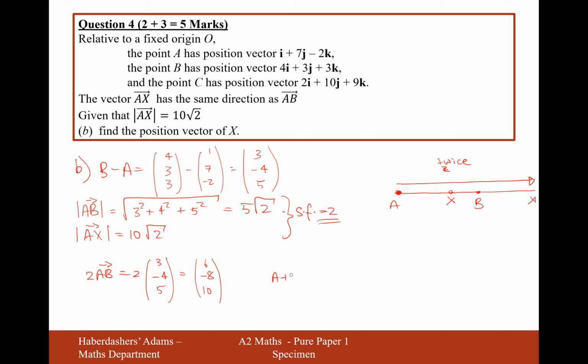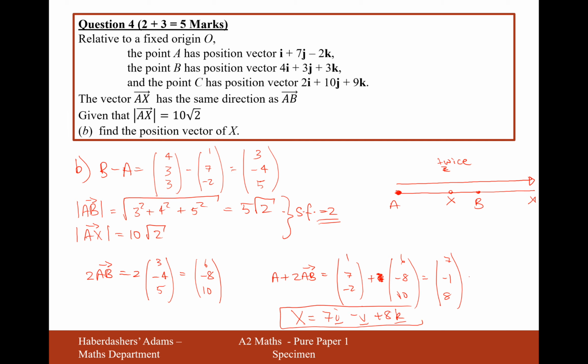So A plus 2 lots of the distance from A to B is going to be, position A is 1, 7, minus 2. And then we're going to add on 2 lots of this A to B vector, which is 6, minus 8, 10. So 1 plus 6, that is 7. 7 plus minus 8 is minus 1. Minus 2 plus 10, that is 8. So coordinate X is at the coordinate 7i minus j plus 8k. So there we are, that's the answer to this question here then.